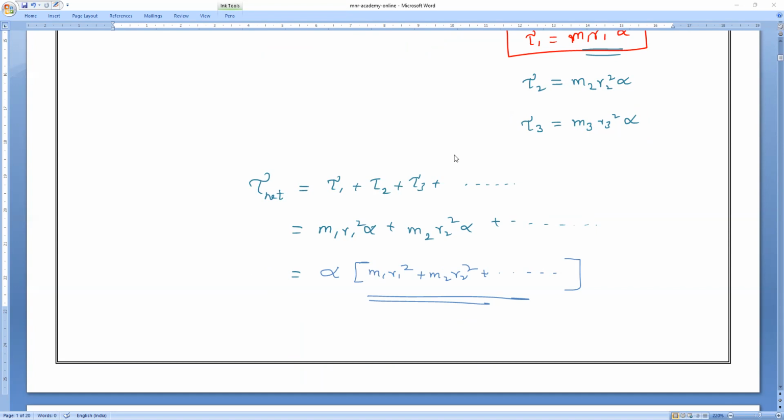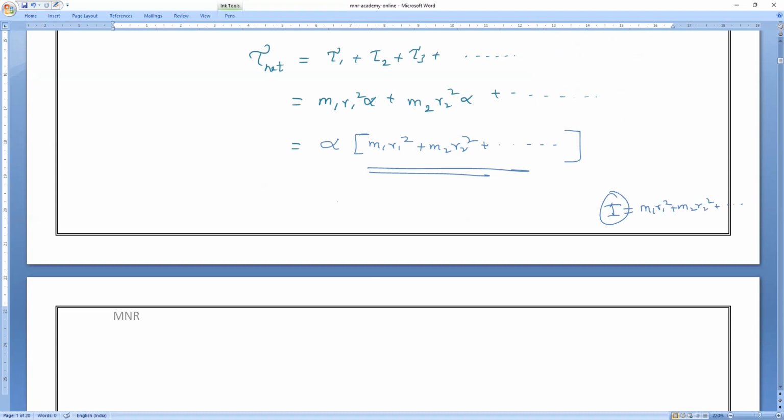You have already studied this in previous classes. What is the type? We have studied M1 R1 square plus M2 R2 square equals what? Moment of inertia. Am I right or wrong? So net torque tau net is equal to alpha into I. Net torque is equal to I into alpha.